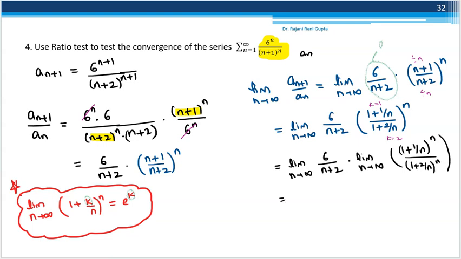We know that this limit is 0, but we need to check if the other limit is finite or not. Because if it turns out to be infinite, then we cannot use the limit in the direct form; we have to use another rule. For the numerator, it turns out to be e power 1 and here e power 2. So it is 0 multiplied by 1 over e. Since 0 multiplied by a finite number is 0, this limit is less than 1. So this means that the series converges. I hope it is clear now.